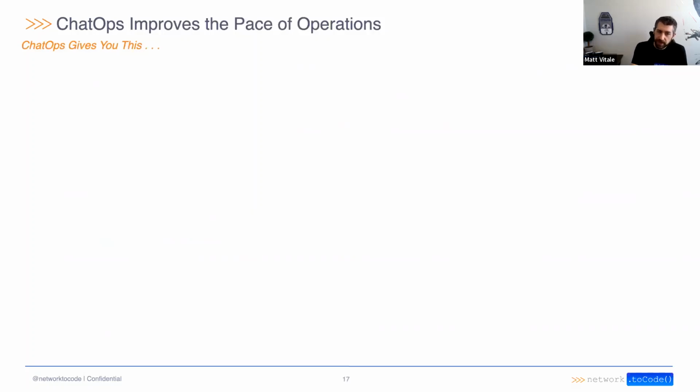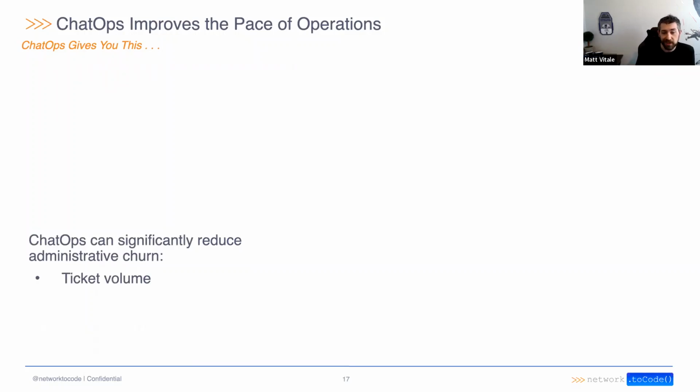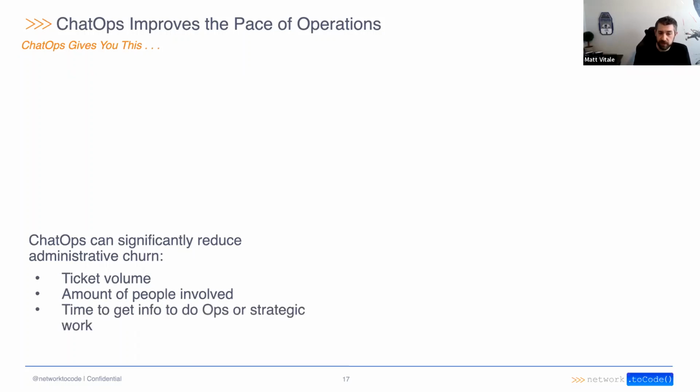ChatOps also improves the pace of day-to-day operations. It can significantly reduce the administrative churn of mundane daily tasks, such as opening or managing tickets, causing fewer tickets needing to be manually managed and interacted with. It reduces the amount of people involved in very simple tasks by empowering those users to perform those tasks themselves, and it reduces the time needed for other teams to get basic information needed for them to do their own operational or strategic level tasks. There's no more holdup waiting on the network team or the sysadmin team to come back with information for them to continue on with their project.